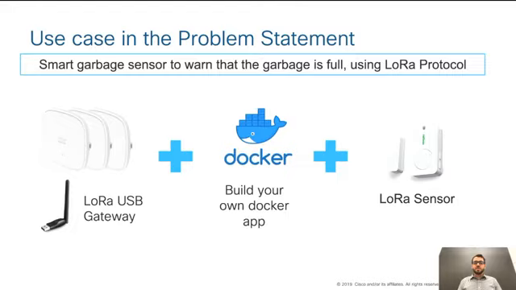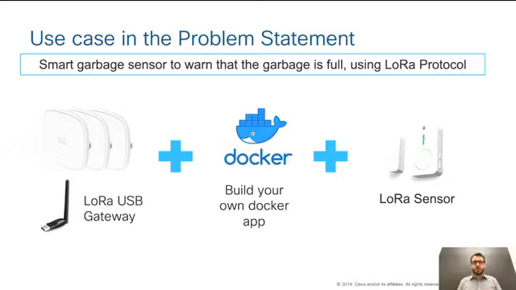In order to do that, you would need a LoRa USB gateway. That would give the access point the ability to talk with any other sensor. But there is a need for software to do that. What is the business logic? What are the gateway and the sensor supposed to do in this communication?